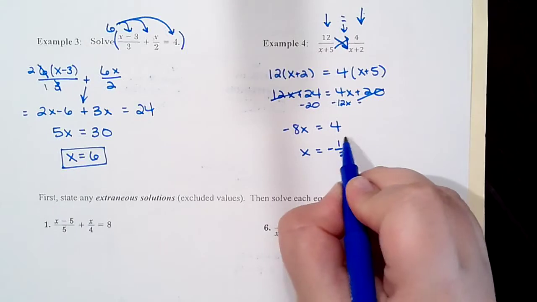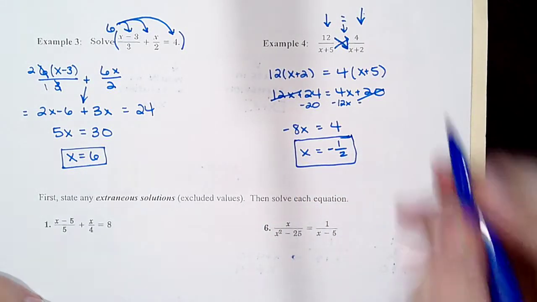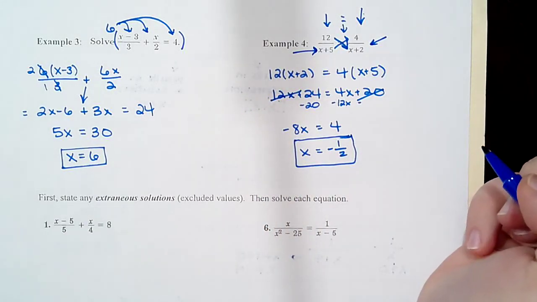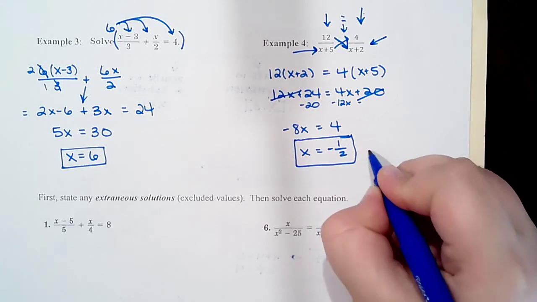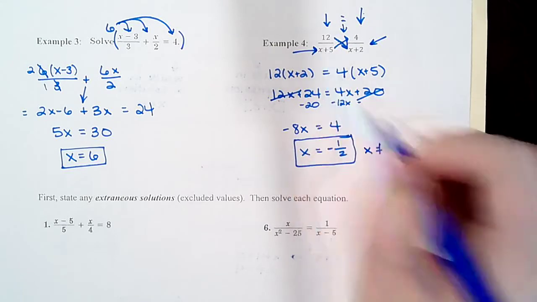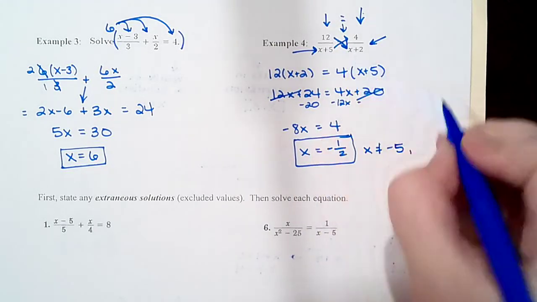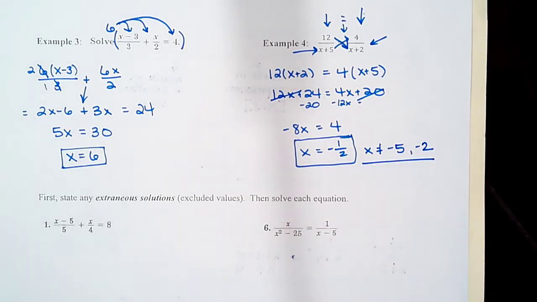That is my answer or my solution to the problem, but I do have to do a quick check for extraneous solutions. What two numbers could I plug into those denominators that would potentially cause me problems? Well, if I do my quick solving method, x plus 5 equals 0, one extraneous is -5, one extraneous is -2. So those are the two values that x cannot be.